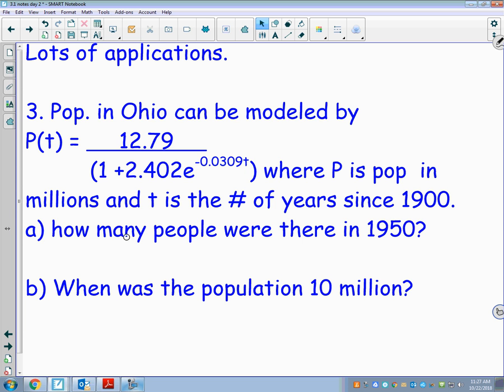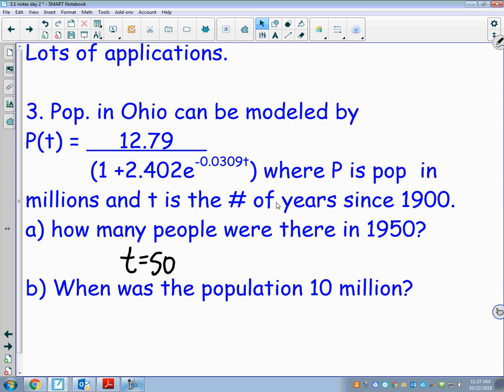For part A, it says how many people were there in 1950? Well, you're not going to plug 1950 in for T. If T is the number of years since 1900, you would plug 50 into that. And that's a big calculator question. If you're going to type this in all at once on your calculator, you must put these parentheses down here. You could also do the bottom and then divide by 1279. If you have a calculator, I hope that you'll actually try to do this and see if you get the right answer. And if not, maybe in class tomorrow, you can do that.